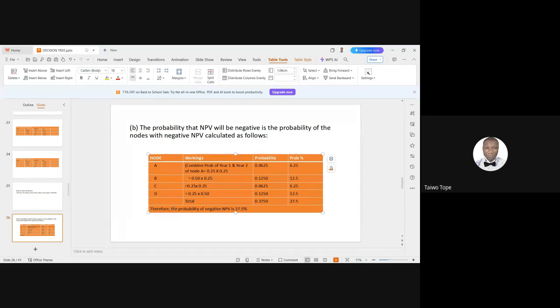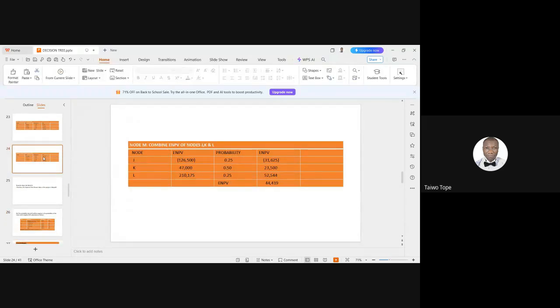So the probability of negative MPV will be what? 37.5%. This is what the question wants you to do. Yes, but the key point is your ability to draw the decision tree.